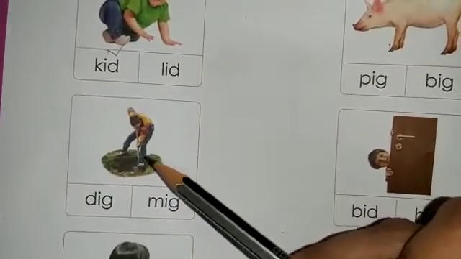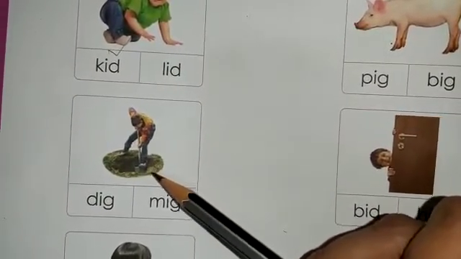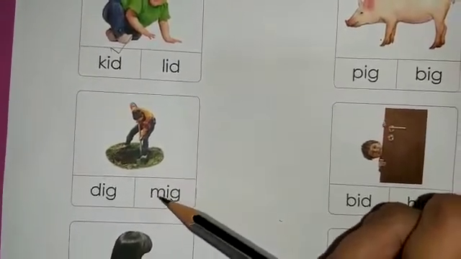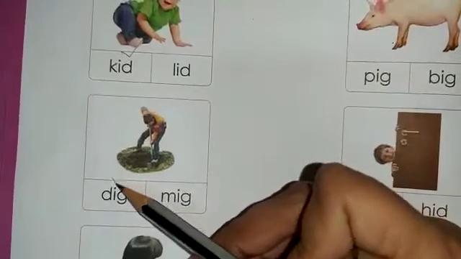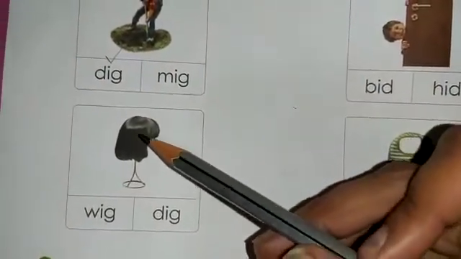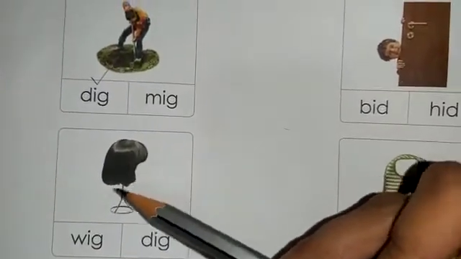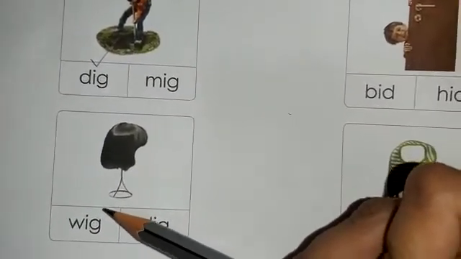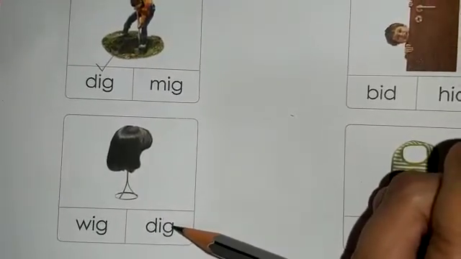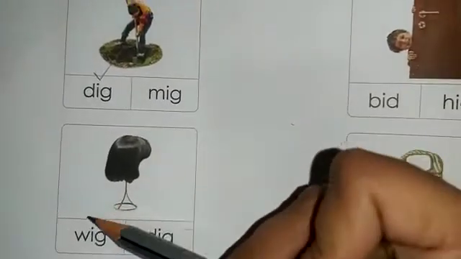Next is, what do you see? There is a man who is digging the ground. So the word is dig and you've been given 2 options, dig and mig. Right word is dig. So we're going to tick the word dig. Then the next one, what do you see over here? Yes, this is a wig and you have options wig and dig. So we're going to tick the correct word, that is wig.